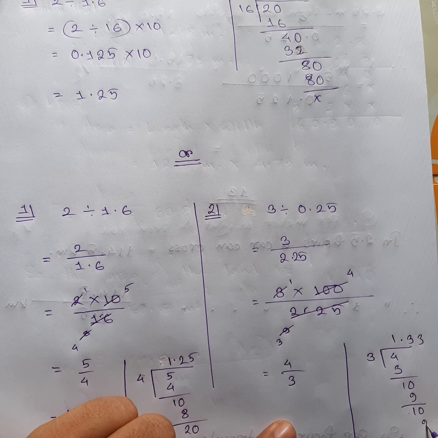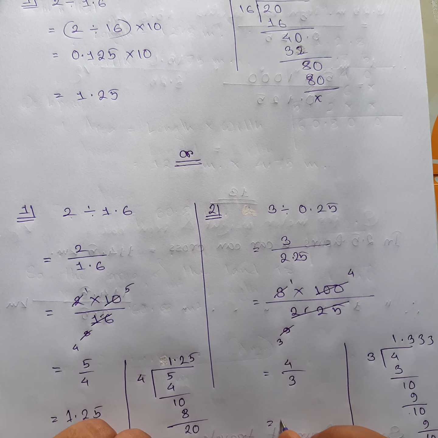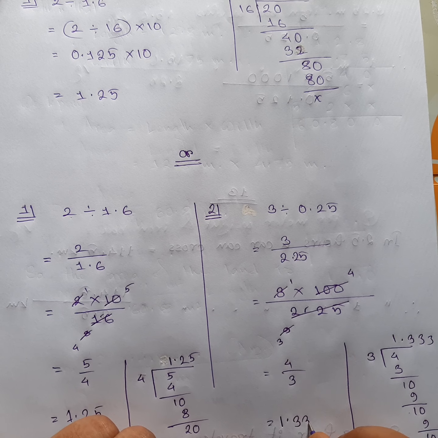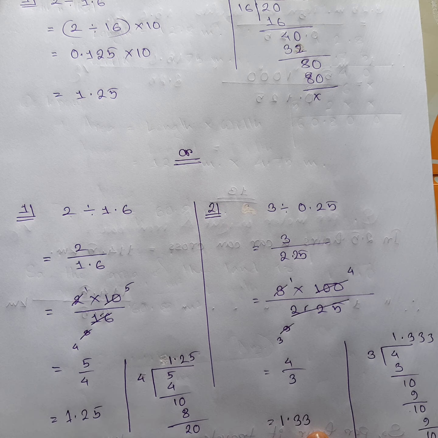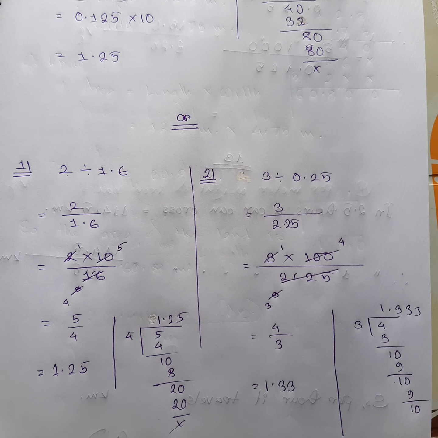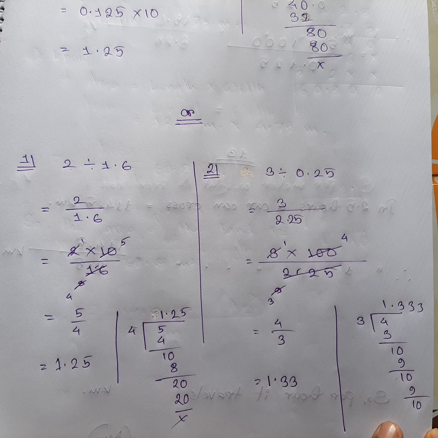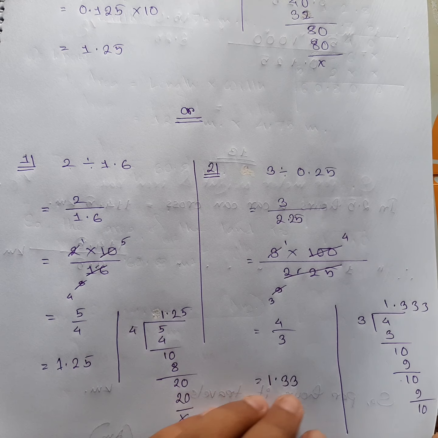Oh, it is going to be long. No, we are not going to do more. So our answer will be 1.33. This much we are going to write down, only 2 digits. Not more than that, because it is going to be long. You can see I don't have any space over here, so I am going to skip it.